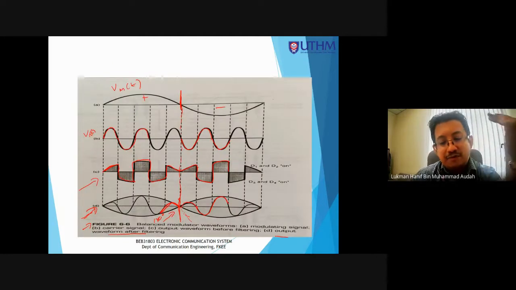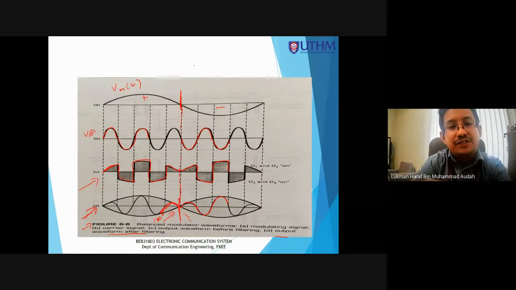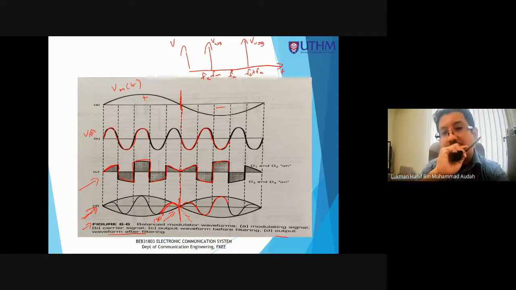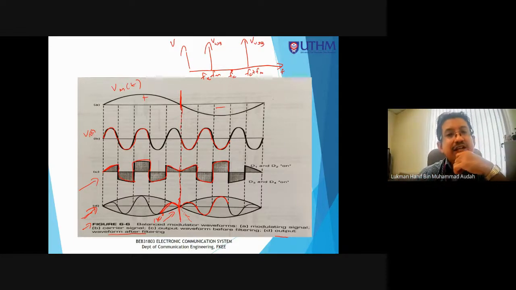So dari segi waveform dia seperti ini, dan kalau you lukis dia punya spectrum, of course spectrum dia akan ada dua spectrum. So this is V versus F. So carrier di tengah-tengah tidak ada, dia ada upper sideband, dia ada lower sideband. Dan di sini adalah tingginya, dia punya amplitude adalah VLSB dan juga VUSB. Okay. Selesai.